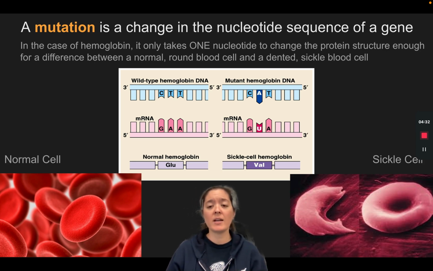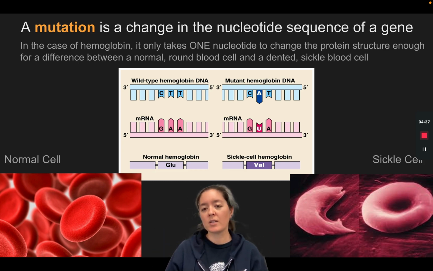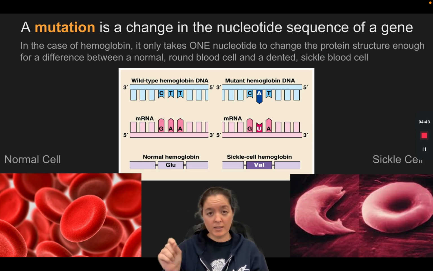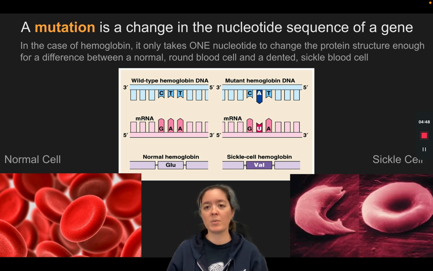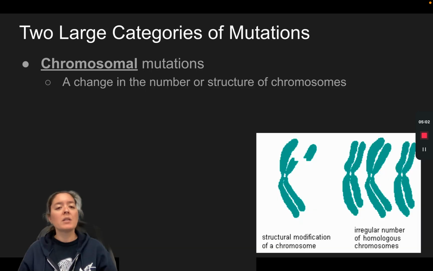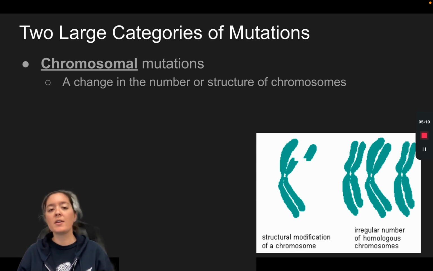And that change in amino acids goes from that nice round plump red blood cell to what's called a sickle cell. And on the right, you can see that the sickle cell is a sort of crescent shape. It's sort of hooked instead of that nice round shape that we want to see in a normal red blood cell. This is a harmful mutation, and it happens in specific populations of people when we see that change in a single nucleotide. When we talk about mutations, there are 2 big categories. The first is called chromosomal mutations, where there's a change in the number of chromosomes or the structure of those chromosomes.